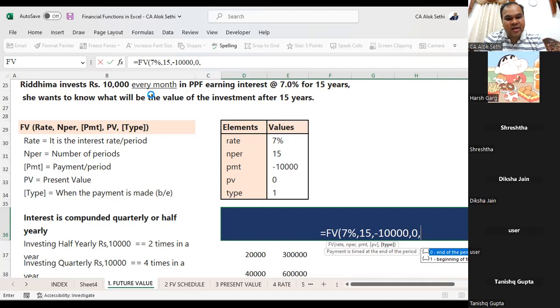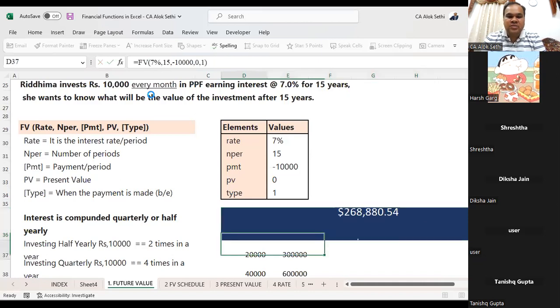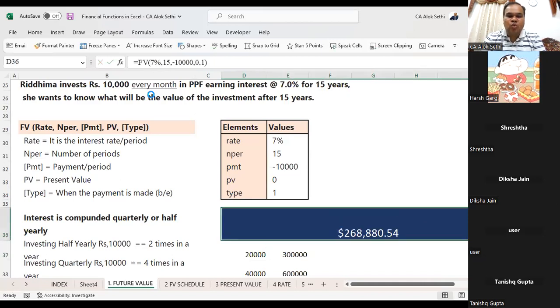ठीक है, टाइप 1 लिखा हुआ है वहां पर तो हम 1 ले लेते हैं. That means it is the beginning of the period. And let me hit enter. आंसर देखिए क्या आया, 2,68,880. Is it the right answer? I am getting a dollar.